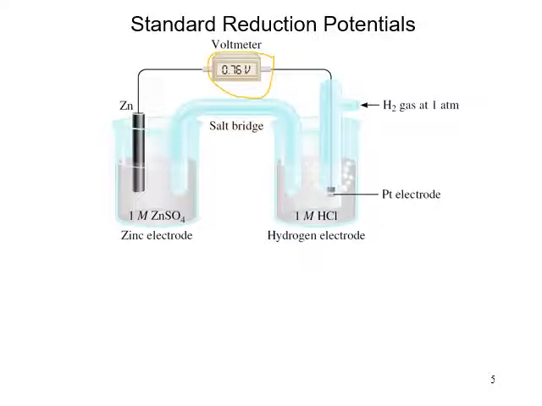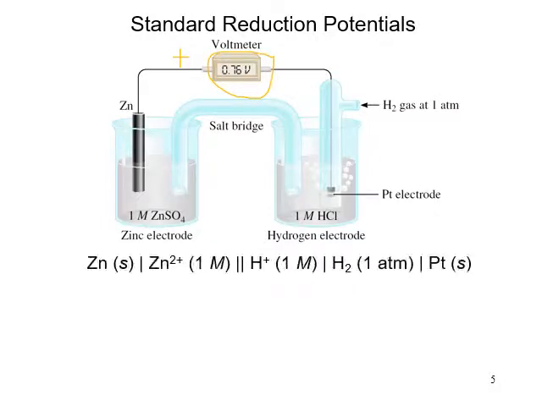When something is spontaneous, it will always be positive. And that positive just means it's spontaneous, that's all. So when this is set up and the voltmeter registers positive 0.76 volts, that means that it is spontaneous. Now the question is, who's being oxidized and who is being reduced? That's a good question.